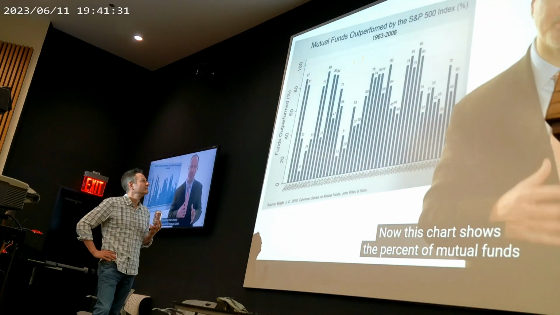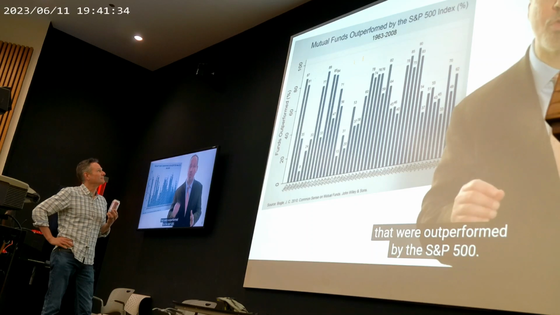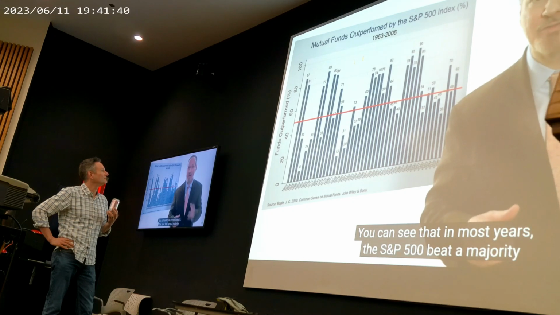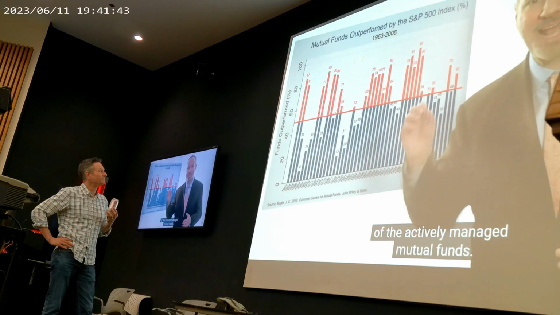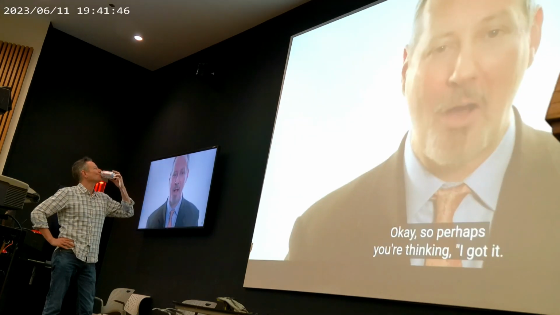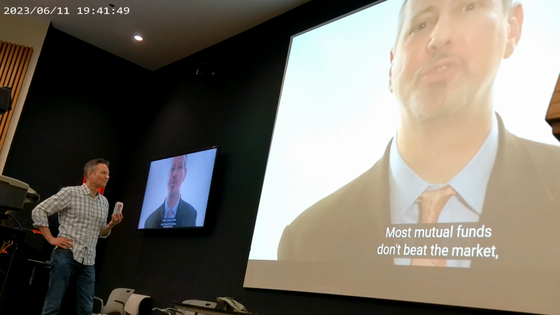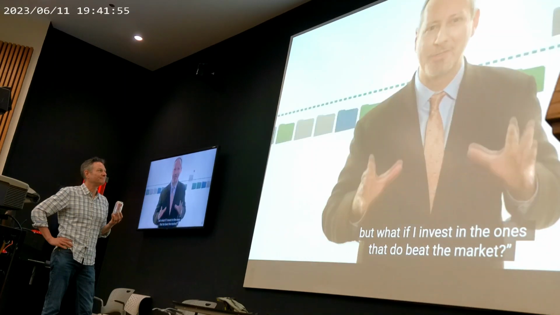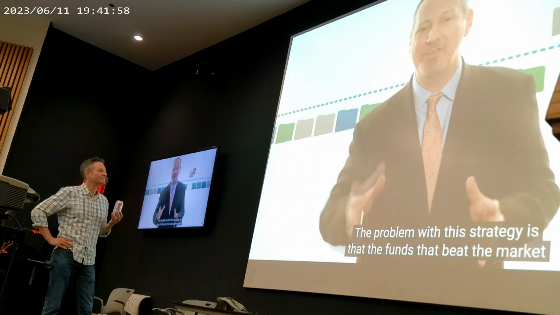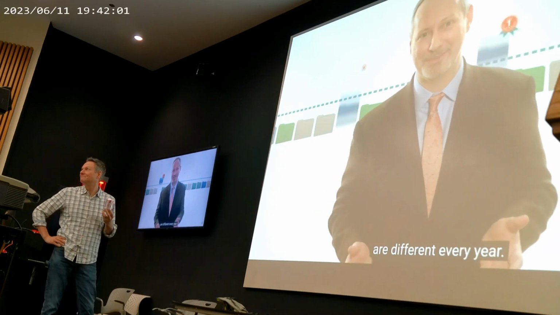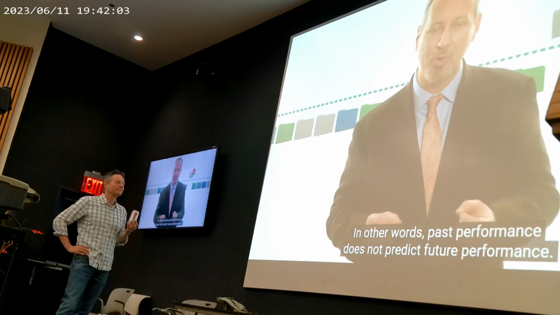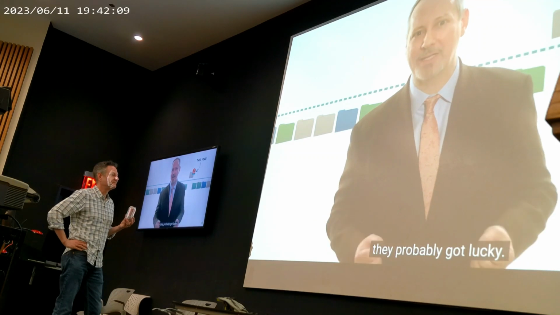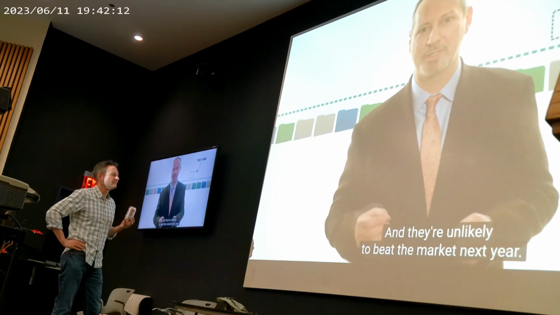Now this chart shows the percent of mutual funds that were outperformed by the S&P 500. You can see that in most years, the S&P 500 beat a majority of the actively managed mutual funds. Okay, so perhaps you're thinking, I got it. Most mutual funds don't beat the market. But what if I invest in the ones that do beat the market? The problem with this strategy is that the funds that beat the market are different every year. In other words, past performance does not predict future performance. The funds that beat the market this year probably got lucky. And they're unlikely to beat the market next year.